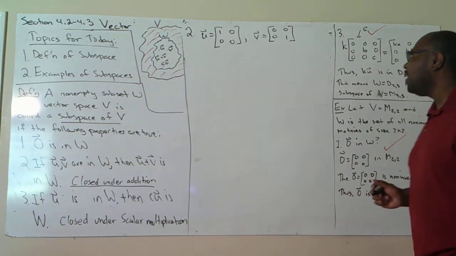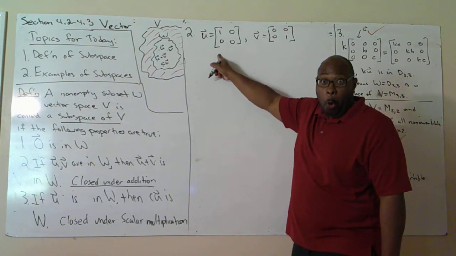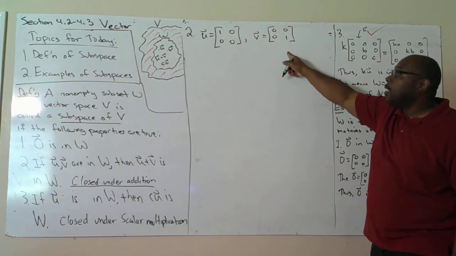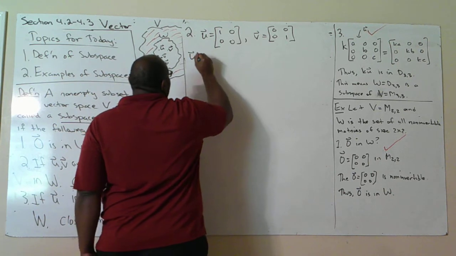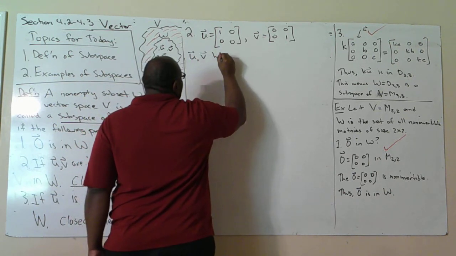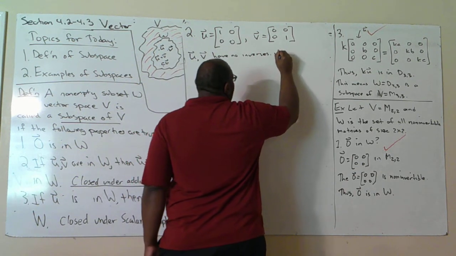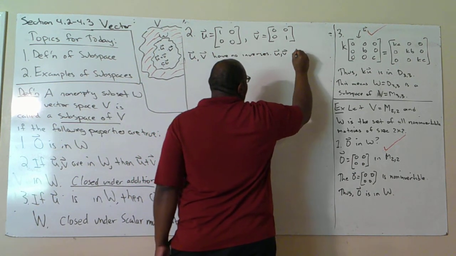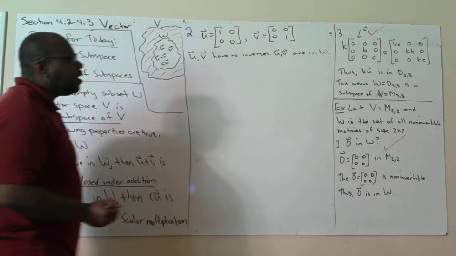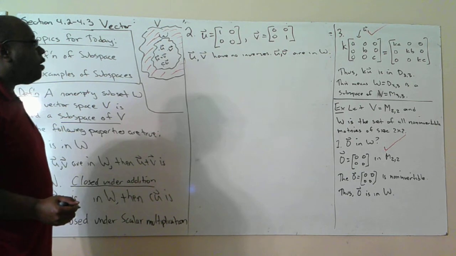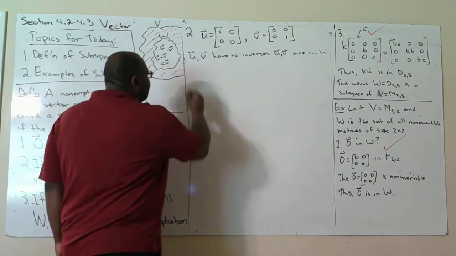Do you see it? Does this matrix have an inverse? The answer is no. Does this matrix have an inverse? The answer is no. U and V are in W. U and V have no inverses. They're non-invertible. So U and V are in W, right? But what happens when I add them together?